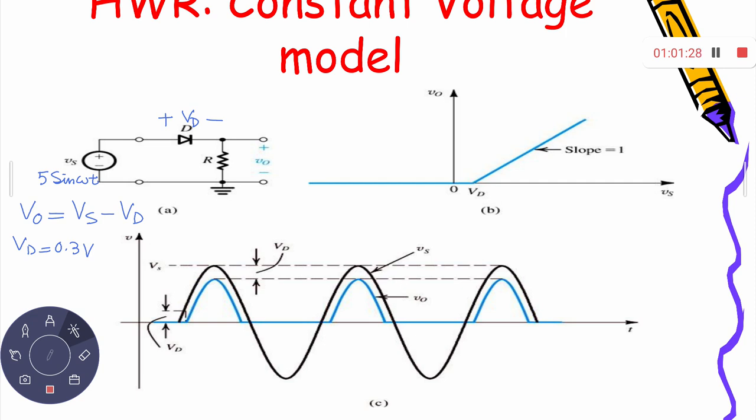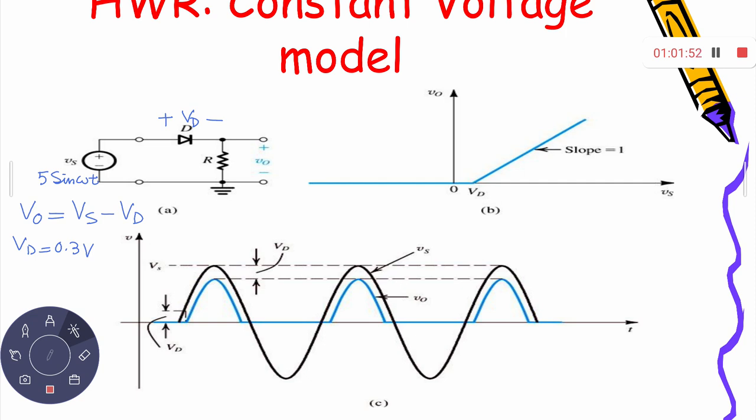Okay? And the second thing is, the peak of the output voltage is not equal to the peak of your input, rather it is the peak of the input minus the on voltage, Vt on. Okay? So this is the variation of input and output with respect to time.